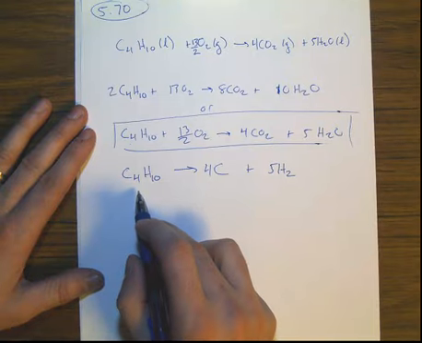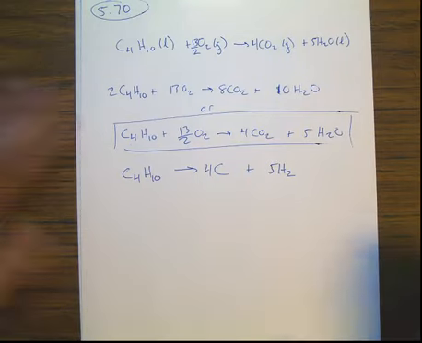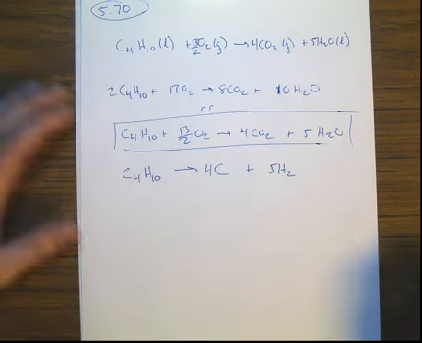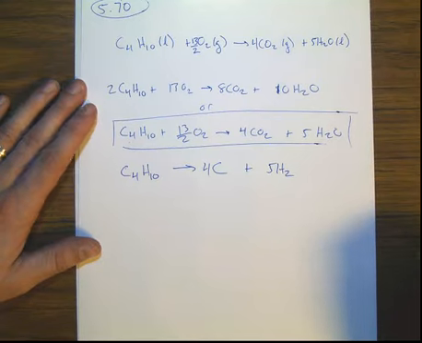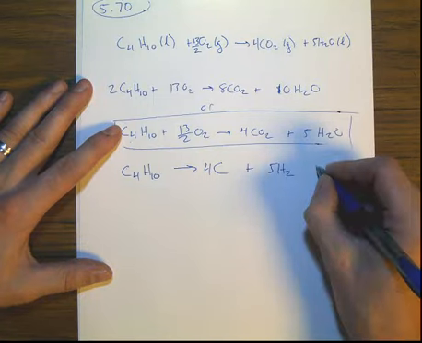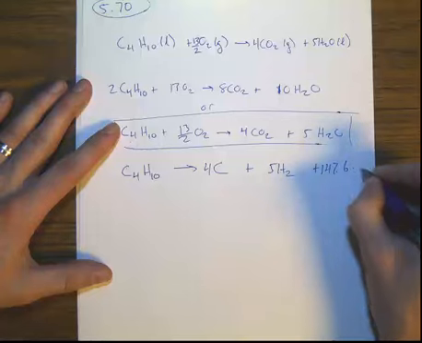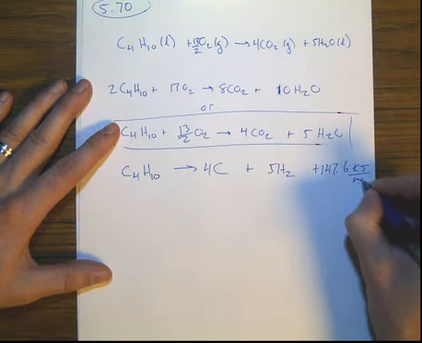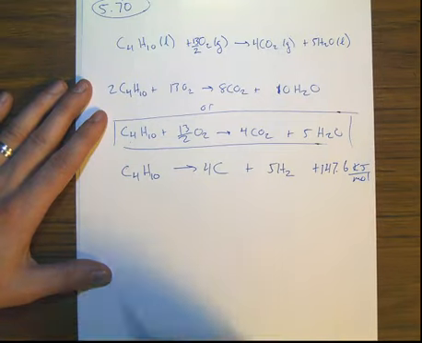Go in the back of the book and check to see if you see the same thing. So if the formation is negative 147.6 kilojoules per mole, then the breaking apart, the decomposition, has got to be the opposite sign, which is positive 147.6 kilojoules per mole. I put that positive there because it's breaking apart, not being formed.